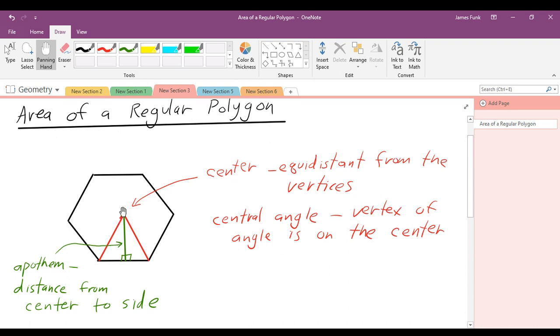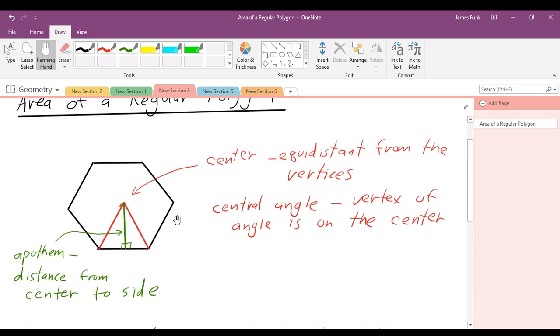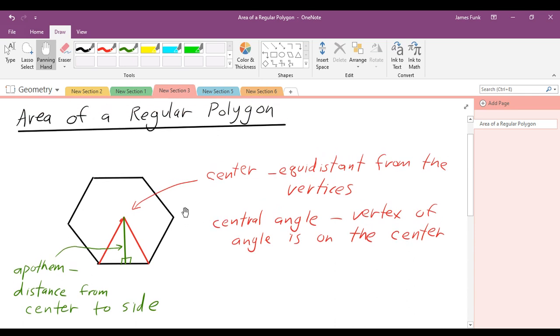So if you connect that center with each vertex, that's going to be the same distance. So those are also called radii of the polygon. So that's what the center is. Central angle, we also have this terminology for a circle, but we're going to deal with it today with the central angle of a regular polygon. You see the red angle there, that's a central angle.